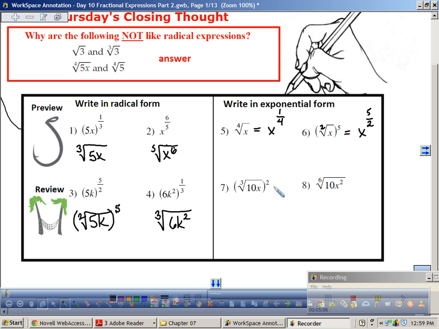What about this one? This one would be easier with parentheses, right? I've got 10x. Be careful with this because both 10 and x are affected by this fractional exponent, right? What type of cups am I using? Thirds. And how many do I have? 2. And finally this one, 10x squared to the what? 1/6. Okay, make sure you have that written down.